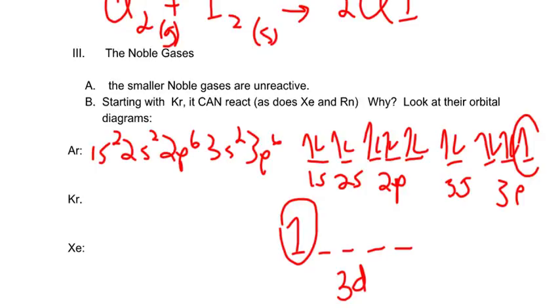So krypton has the same thing. Krypton has an empty 4d shell. Xenon has an empty 5d shell, and radon has an empty 6d shell. So those empty orbitals that are there but aren't being used at that point can allow for reactions to occur.